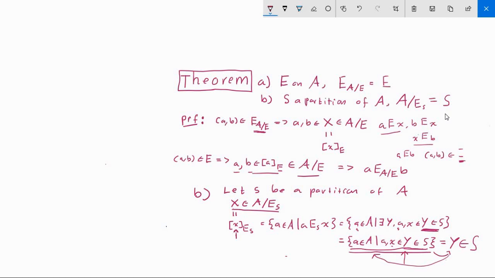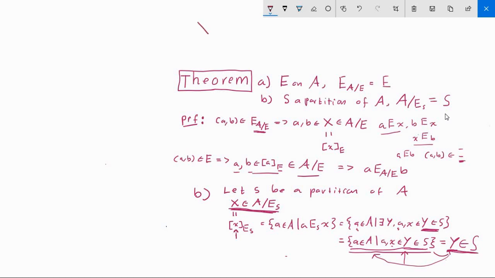Now, if we trace back through this chain of equalities that we've shown, we started with some set X, which is in A modulo E sub s, and we found that it was equal to a set Y, which belonged to S. And this is exactly one direction of containment that we wanted to show.